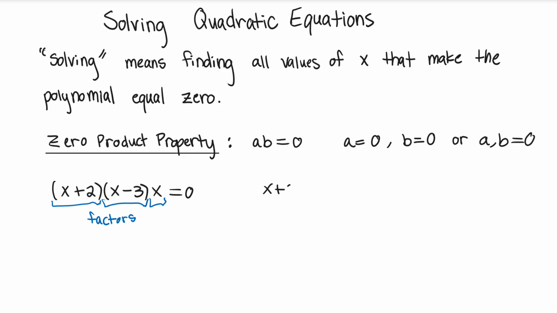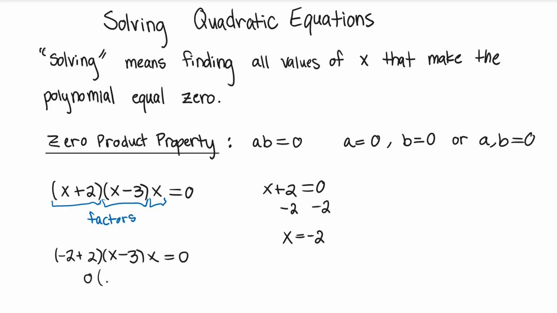So I'm going to take my first factor, which is x plus 2, set it equal to 0, and then solve. I'm just going to subtract 2 over, and I'm going to get x equals negative 2. That means that if I substitute negative 2 back in for x in my problem here, negative 2 plus 2 is going to be 0. This whole term will become 0, which means that when I multiply it all out, I'm going to get 0 times x minus 3 times x, and 0 times anything is going to give me 0.